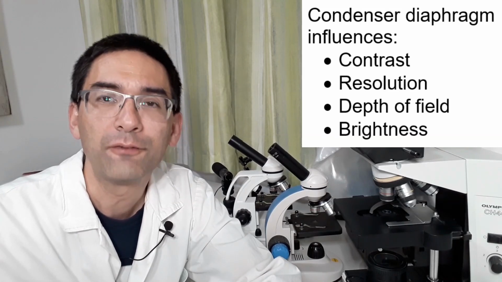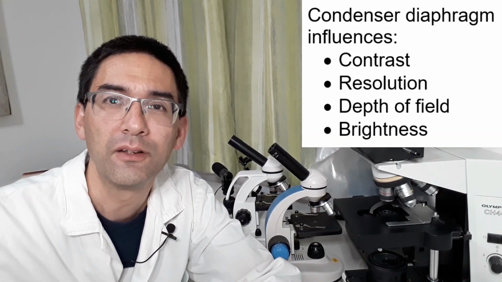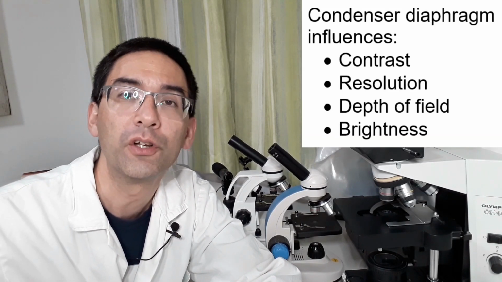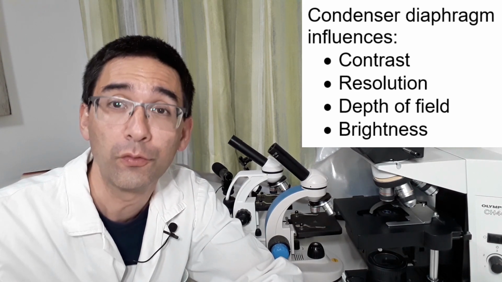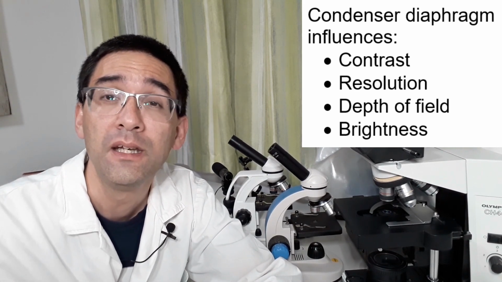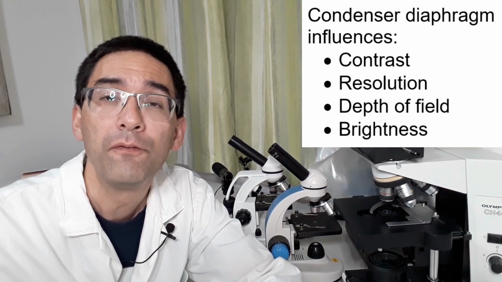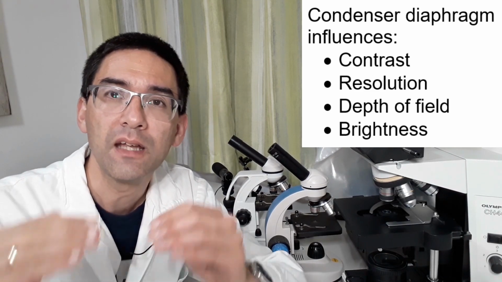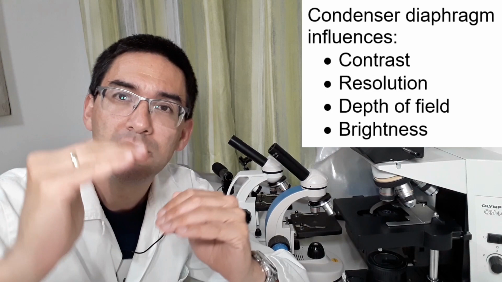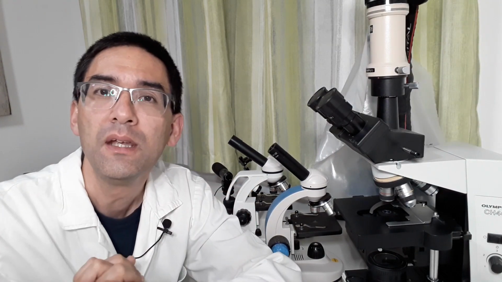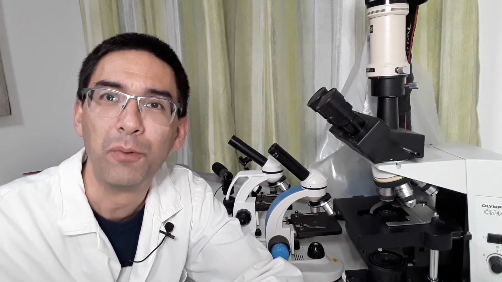And the condenser diaphragm has a totally different effect. The condenser diaphragm is responsible for adjusting contrast, quite a lot of contrast, as a matter of fact, and also depth of field. And depth of field is basically how much of the specimen vertically is in focus. And I'm going to show you the effect of both of these.